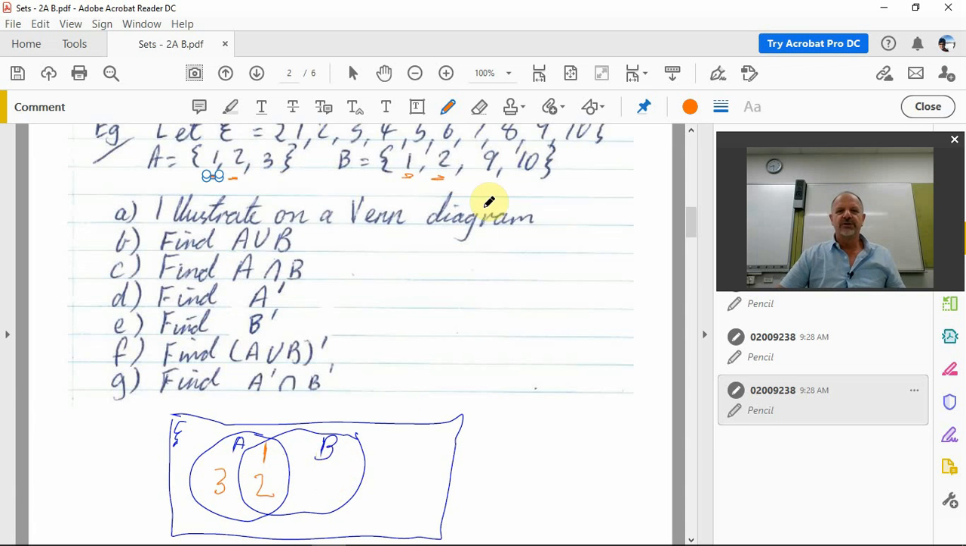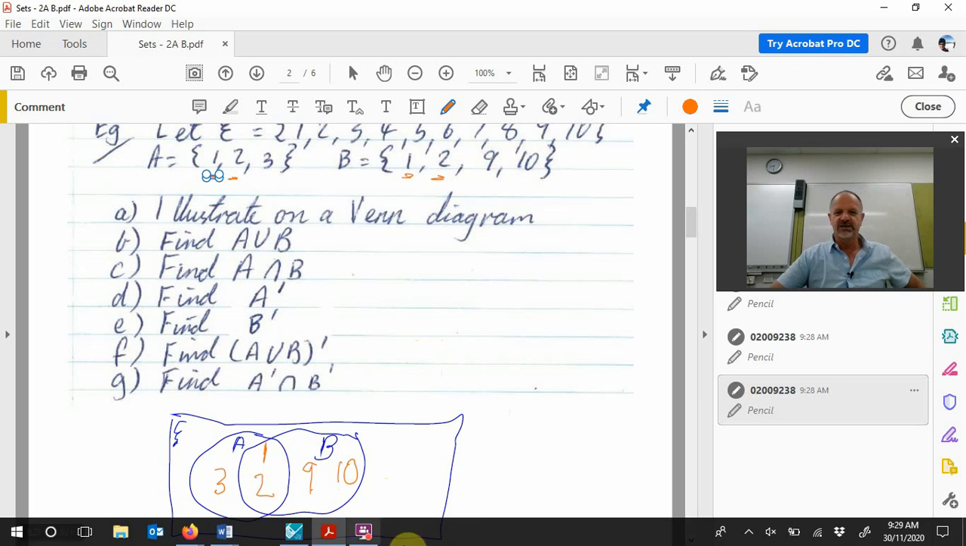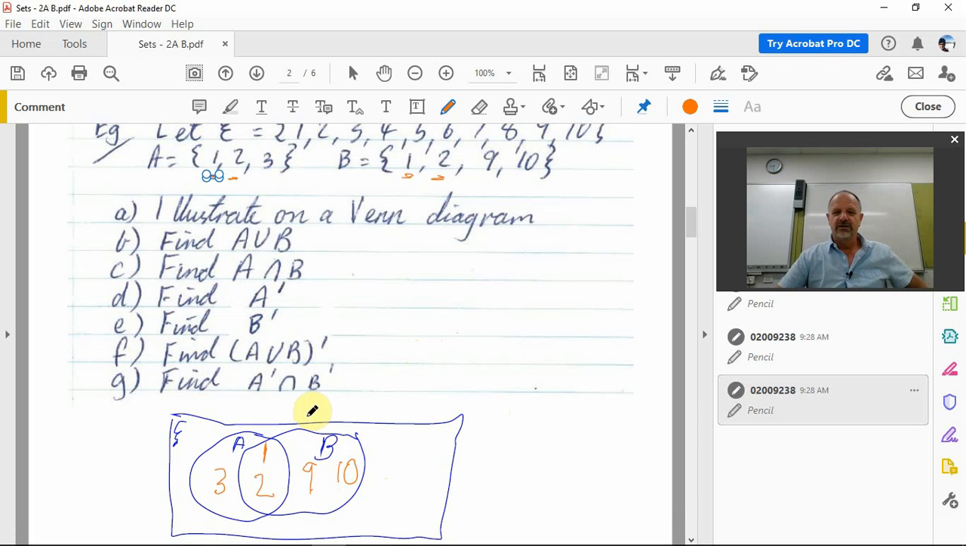All right, and now we've allocated all those numbers for set A. So now we move on to set B. We've already allocated the 1 and the 2 in the middle because they're in both. And now we've got the 9 and the 10, and again they go out over here. They're in set B, but they're not in A, so they're just inside the set B circle. Of course, all of them are inside the box, the rectangle, the universal set.